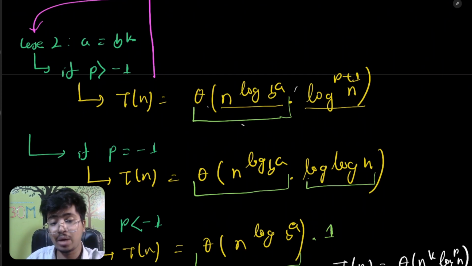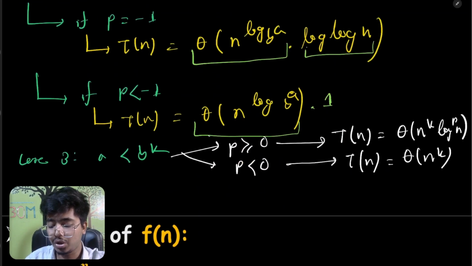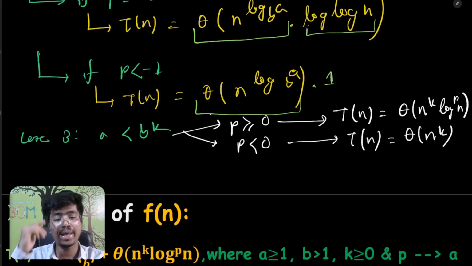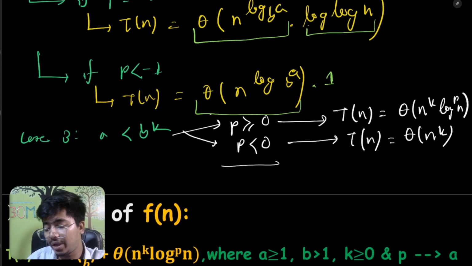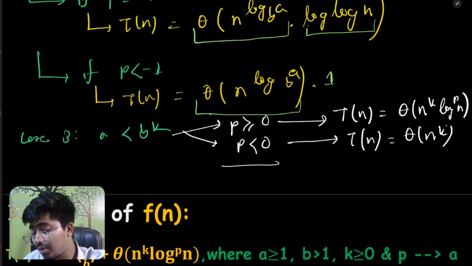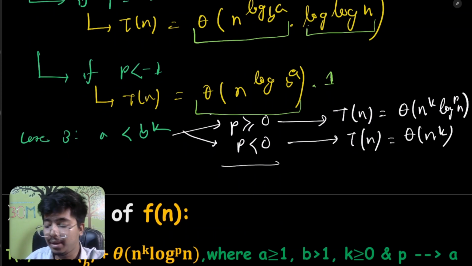If p equals -1, then also n to the power log a base b into log of log n, and if p is less than -1, then T(n) equals theta of n to the power log a base b. So this was case 2, and in case 3 we again check the value of a and b to the power k. First we check if a is less than b to the power k, and if it's satisfied in case 3, then we check the value of p with respect to 0. If that is greater than 0, then T(n) equals theta of n to the power k log n to the power p, and if that is less than 0, then T(n) equals theta of n to the power k.